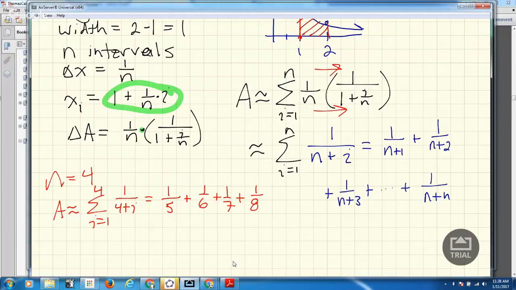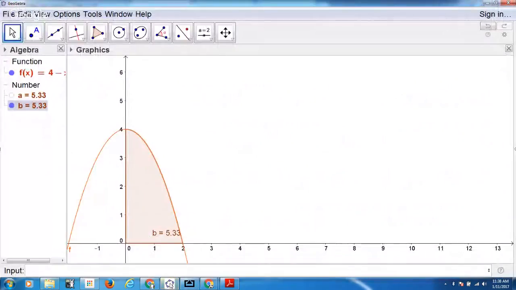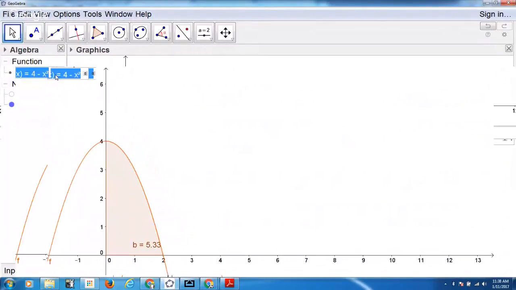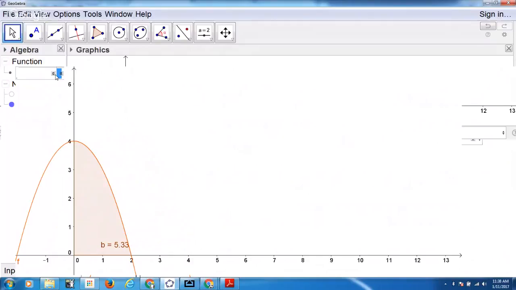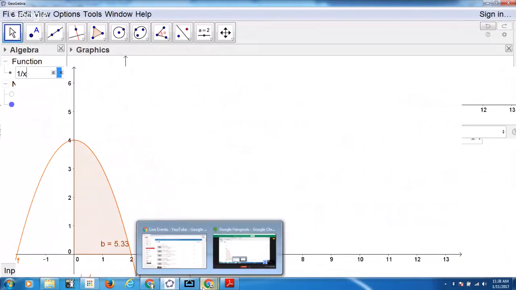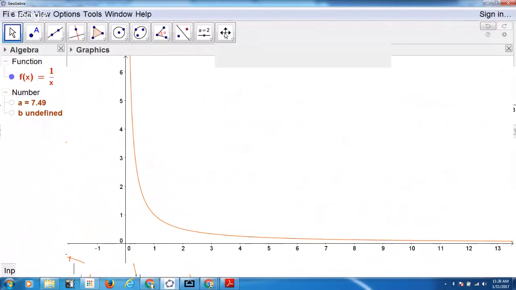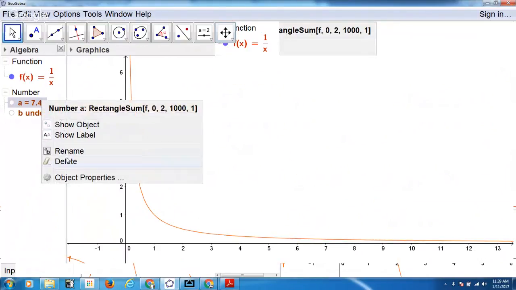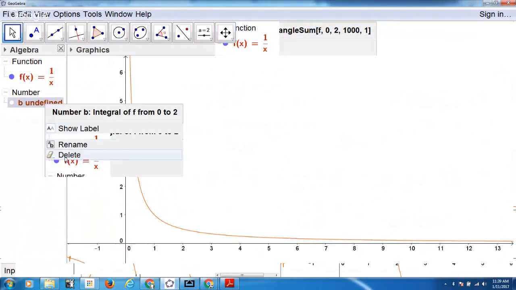All right, so let's check that out and see what we get. I'm going to plug that into a calculator and GeoGebra and double check. So, new function here: 1 over x. Get rid of this other stuff. Delete.